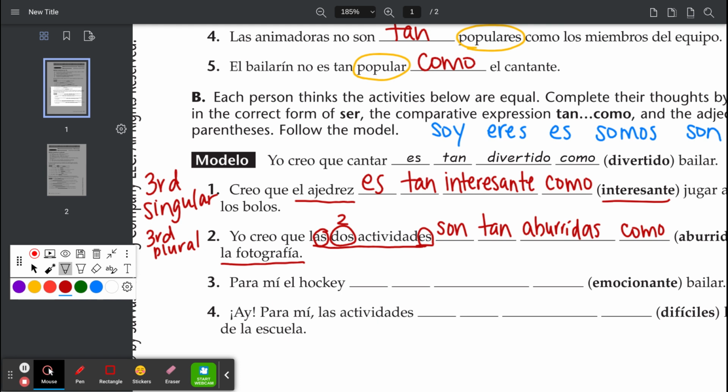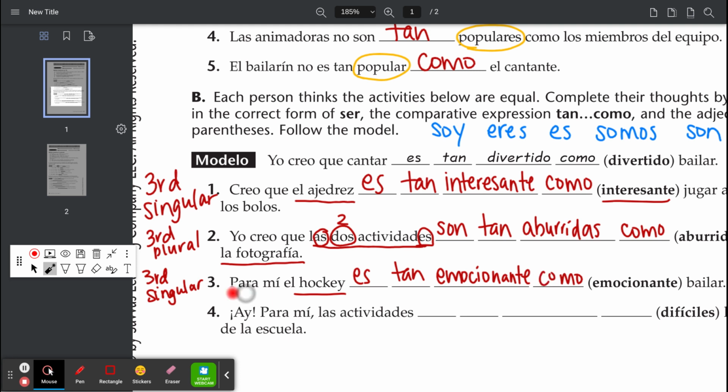All right, number three. Para mí el hockey es, because hockey is third person singular. Tan emocionante, which is our adjective in parentheses. Como, oops, my como looks a little weird. Como bailar. So para mí means for me. Hockey is as exciting as dancing.